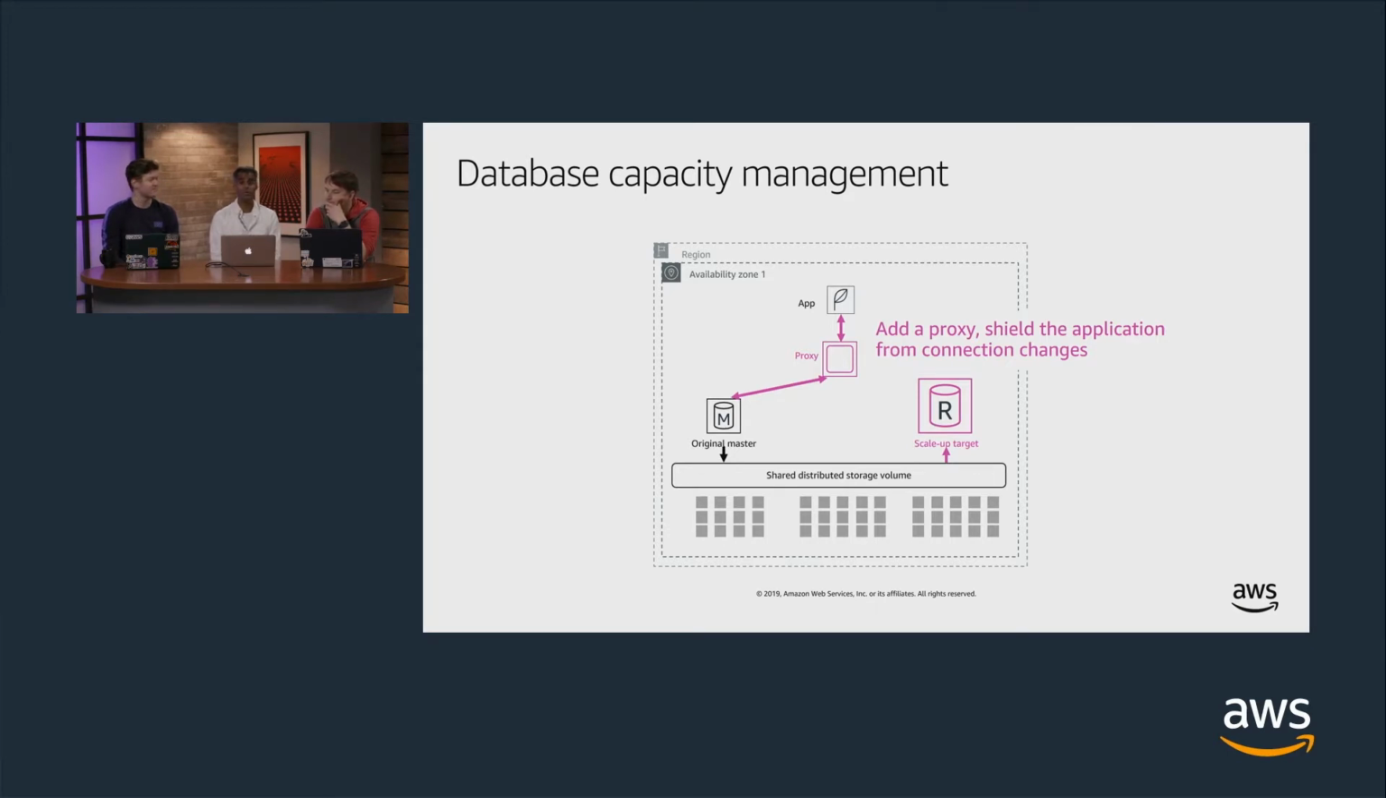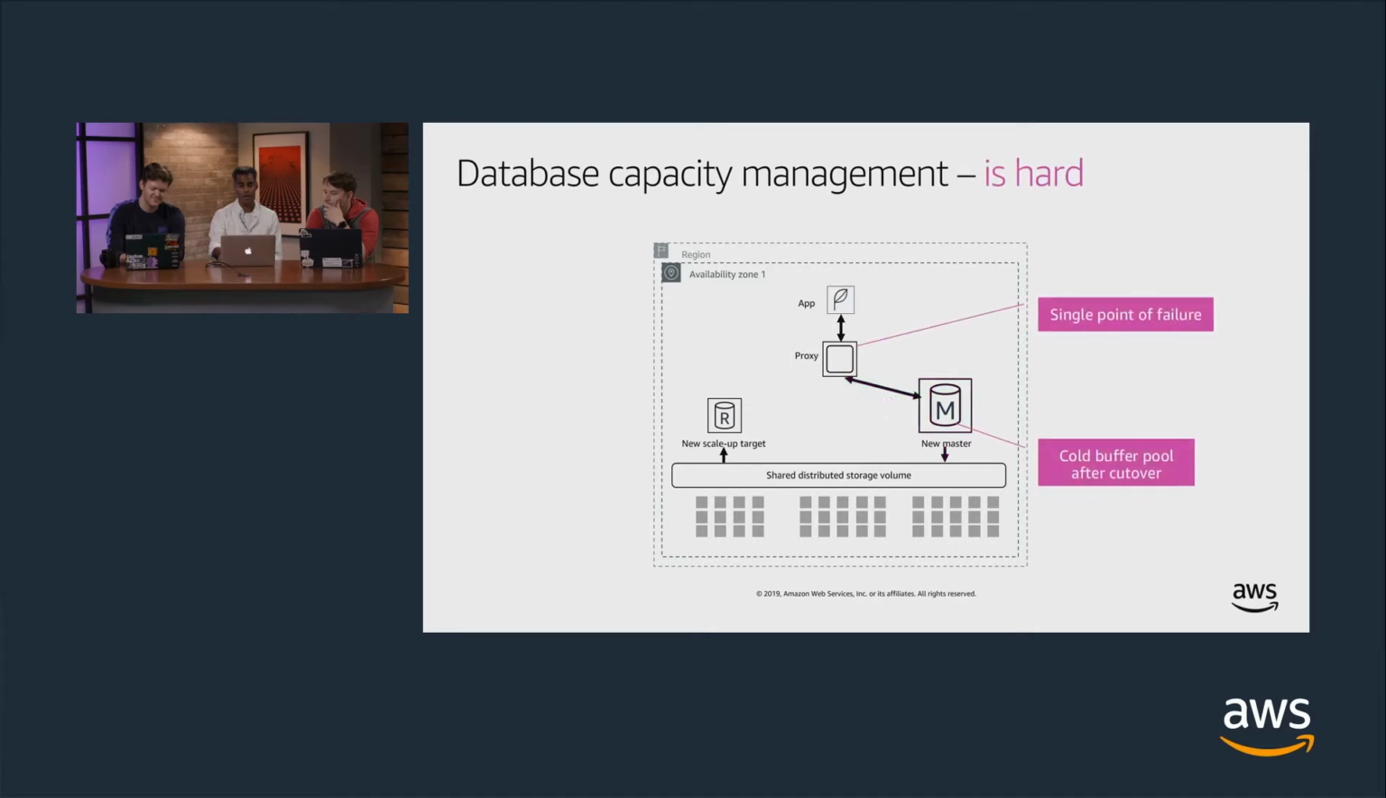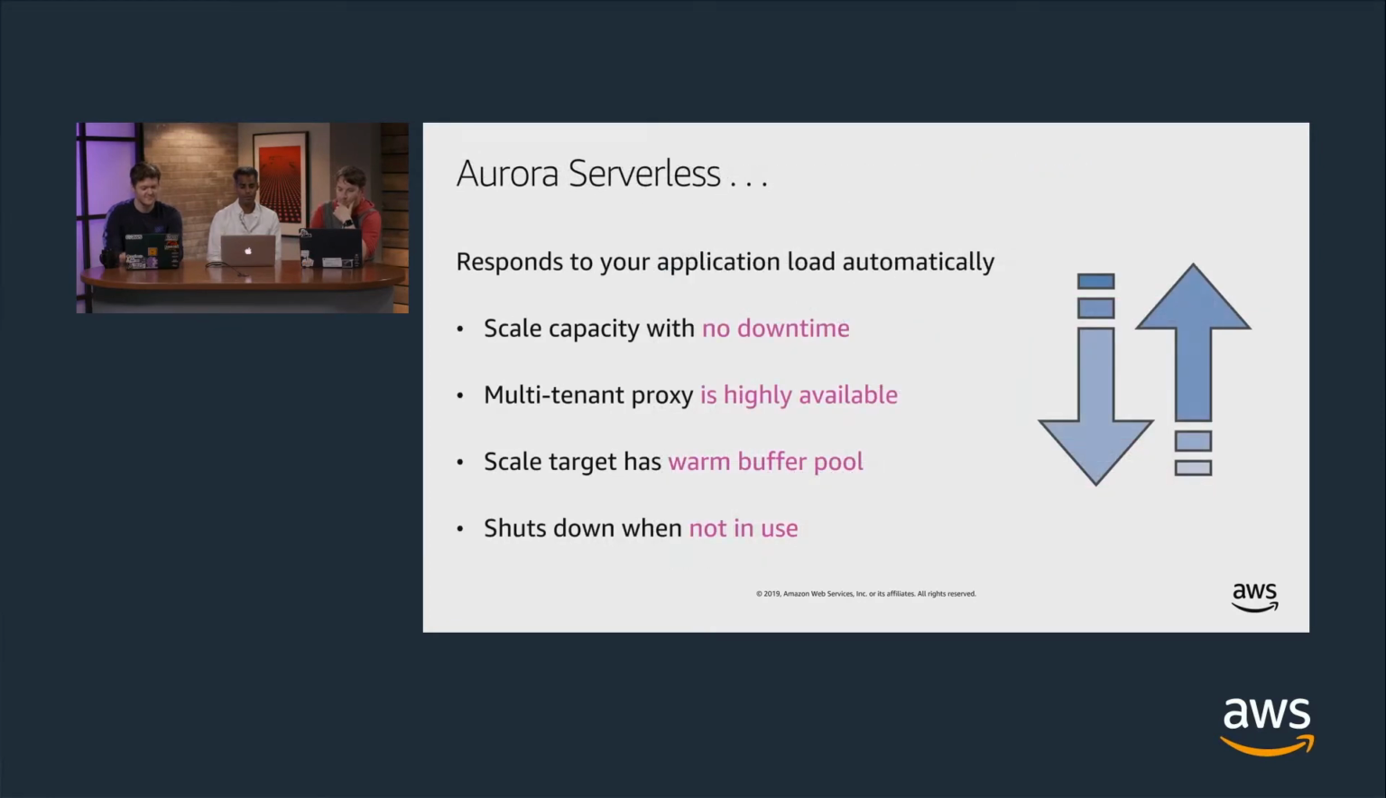Instead, there are some proxy solutions on the market today. You could add your own proxy and shield your application from the connection changes. Do the cutover, and you don't have any downtime. The only issue is now you have a single point of failure, and you still have that cold buffer pool. So neither one of these was great. So we decided to say, let's go create Aurora Serverless.